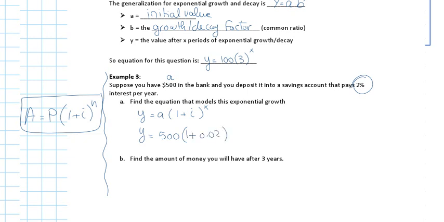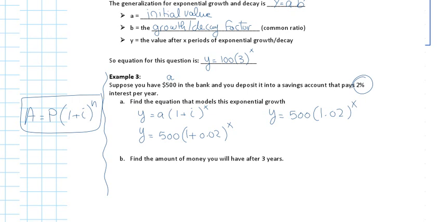Is there anything that I can simplify? 1 plus 0.02, which is 1.02. Now, look at my base. Is my base greater than 1? Yes. So that's what makes it an exponential growth, because I'm adding 1 plus the 0.02. So you look at the base, and your base should be greater than 1. Is this the equation that models my scenario? Yes.